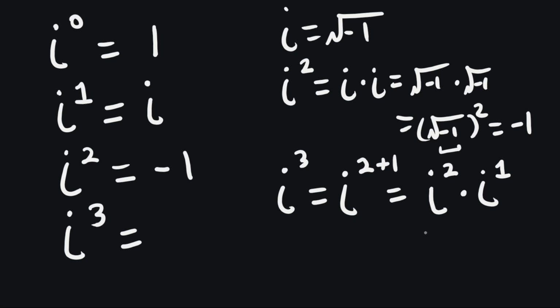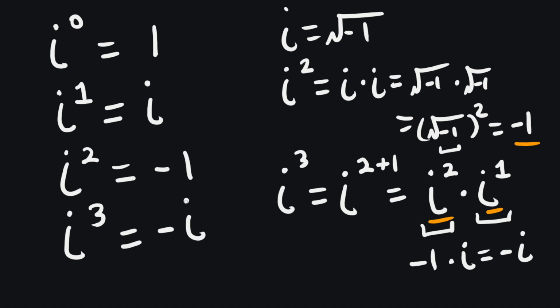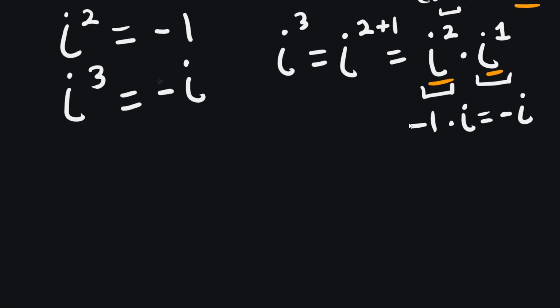And we know what i squared is. i squared, like we said, was just -1. So i squared is -1 times, and what is i to the 1? As we said before, i to the first power is just i. So -1 times i. What's -1 times i? That is -i. Therefore, i to the third power is -i. Good. And let's keep going.